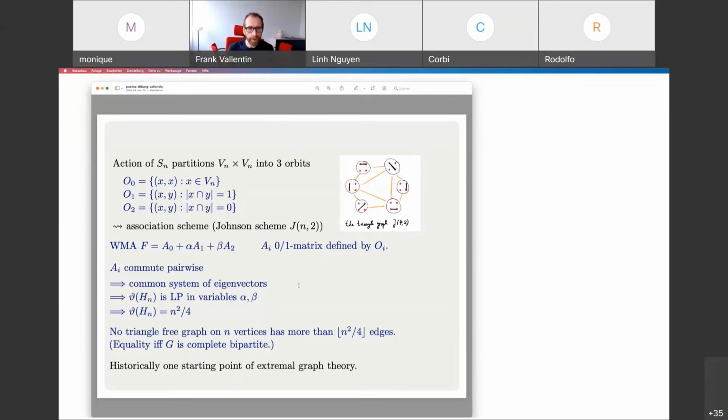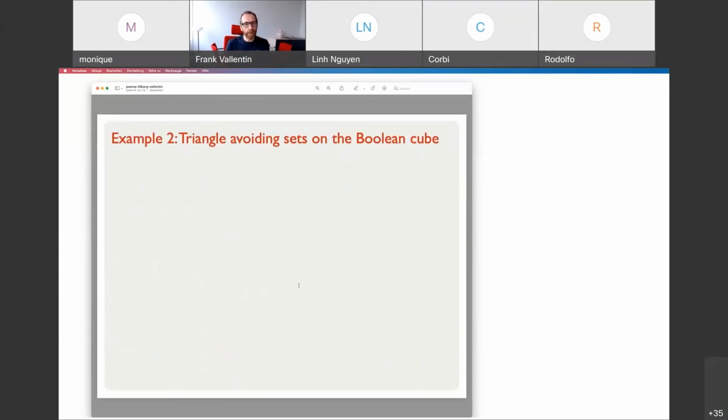Okay, so then example 2, something new, which couldn't be done before. So we look at triangle-avoiding sets on the Boolean cube. So what's happening here? We look at the hypergraph indexed by n and m. First of all, we look at the Boolean cube. So the vertex set of the Boolean cube are all binary strings of length n.